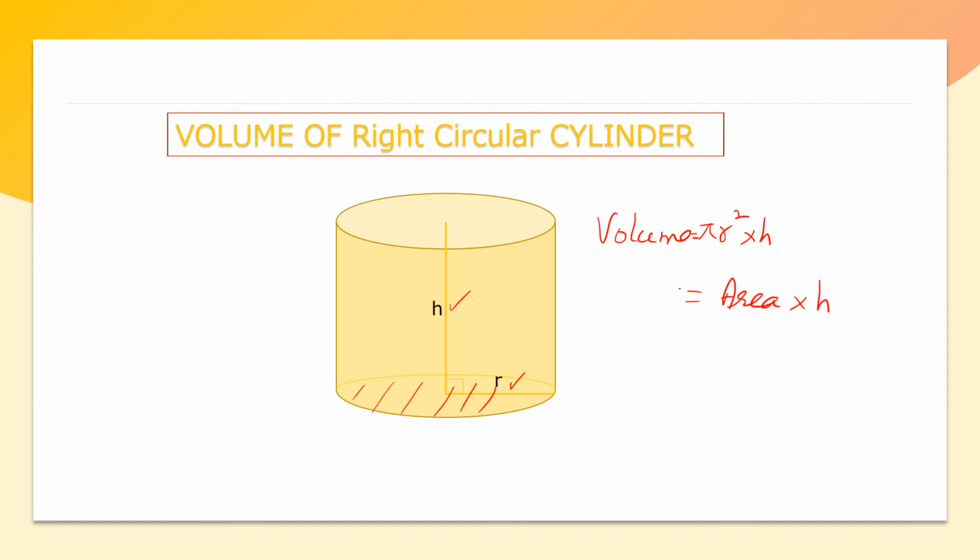So we can say the volume of right circular cylinder. I hope you all remember why we call it right circular, because radius and height are always perpendicular to each other. So the volume of right circular cylinder, I am writing it again. This is pi r square into h, that is area of the base multiplied by its height.